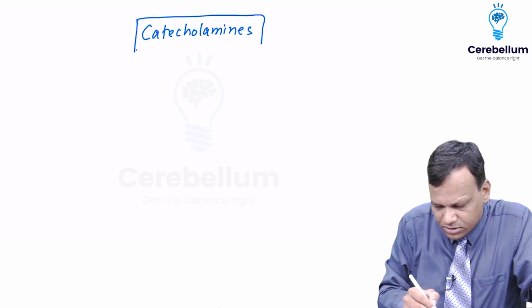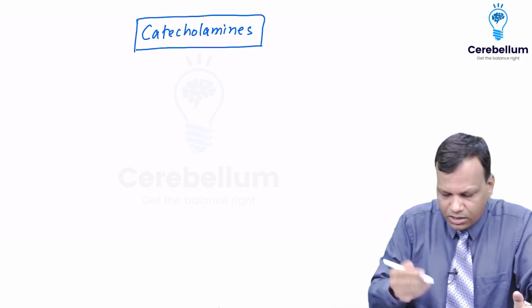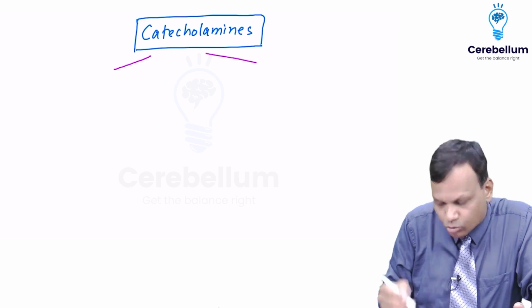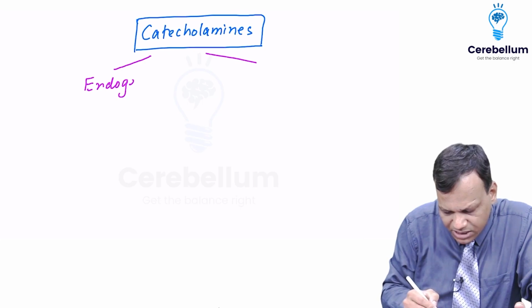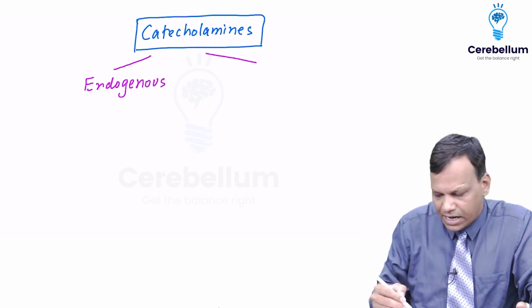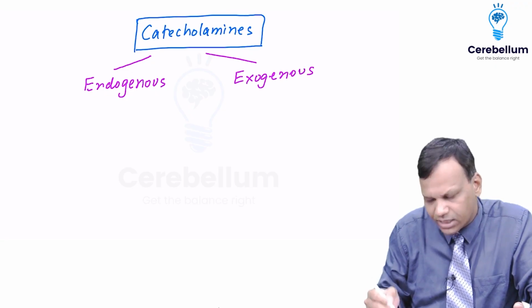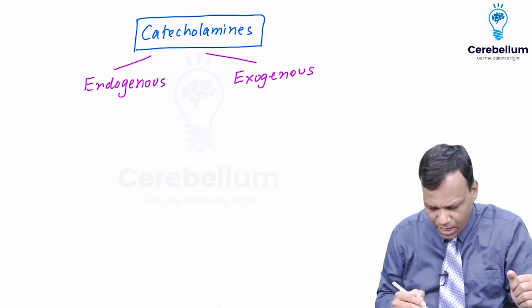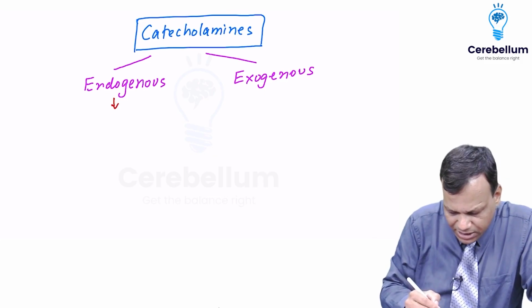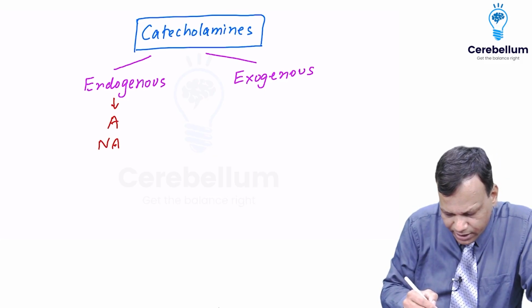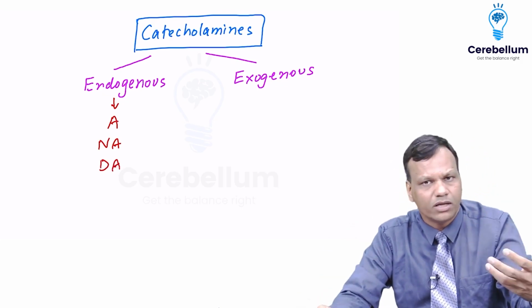Now, catecholamines, we already discussed that they are not effective orally. Now, broadly, we can further divide them into two parts. They may be endogenous catecholamines. Endogenous means they are normally present in the body. And they may be exogenous, meaning they are normally not present in the body, they are given only from outside. Okay, and endogenous catecholamines we all know. What are the endogenous catecholamines? They are adrenaline, noradrenaline, and dopamine. They are normally present in the body.